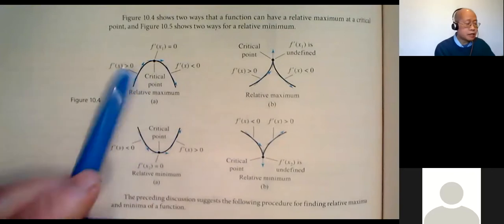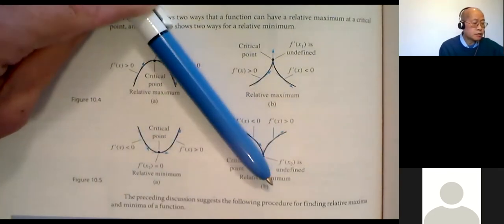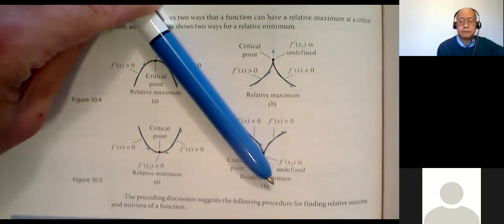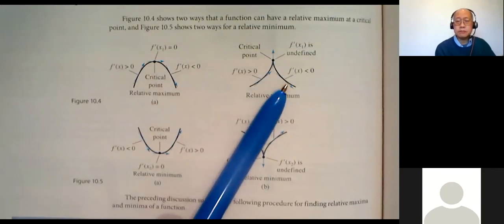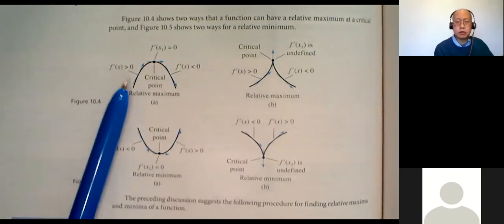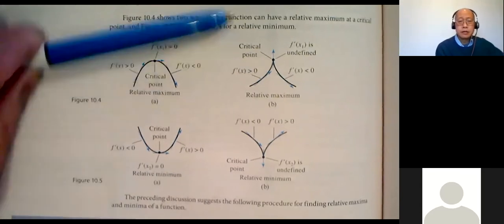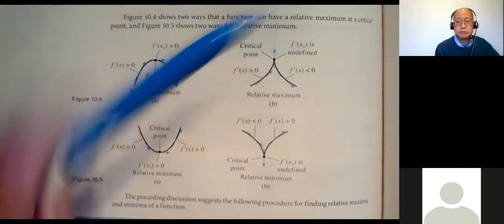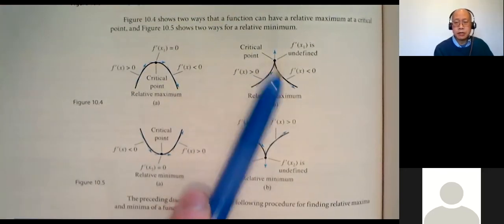What happens on the left side? Function's increasing. What happens on the right side? Function's decreasing. Same thing here. Think of a roller coaster ride. You're going up, you reach the top, then you go back down. That makes this a maximum. Same thing here. You go up, then you go down.